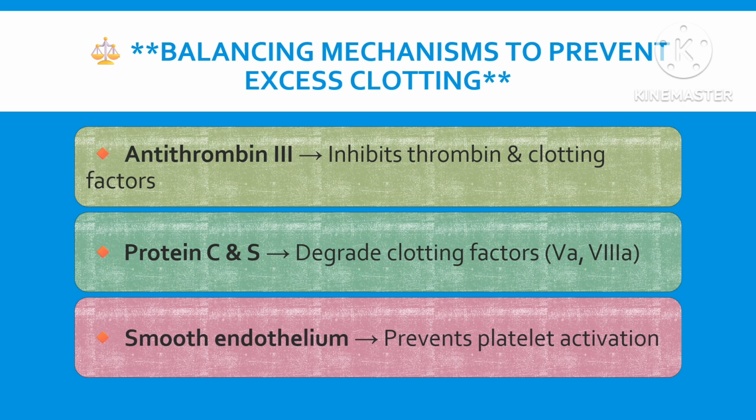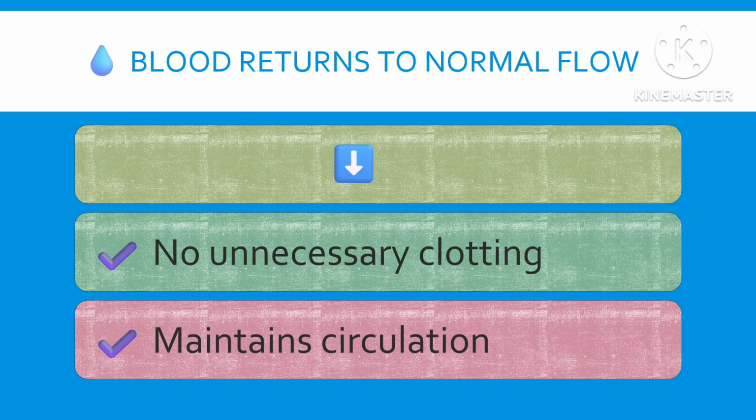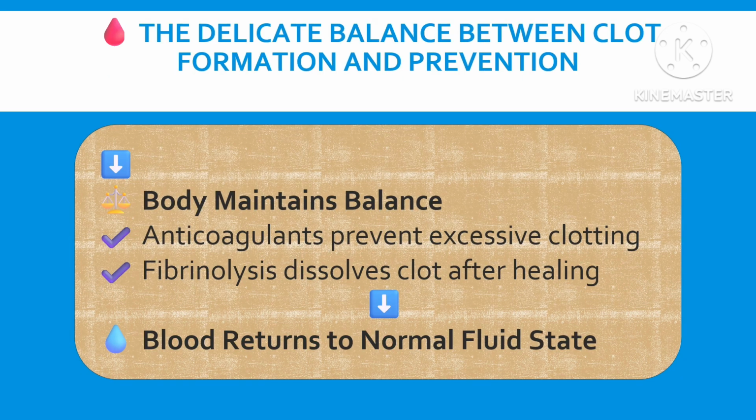The anticoagulants regulate clotting to prevent excessive thrombosis, and those which are always active are antithrombin 3, which continuously inhibits thrombin, factor 10A and other clotting factors. Tissue factor pathway inhibitor is also present continuously, and it prevents excessive activation of the extrinsic pathway. Alpha 2 macroglobulin constantly inhibits thrombin and plasmin.